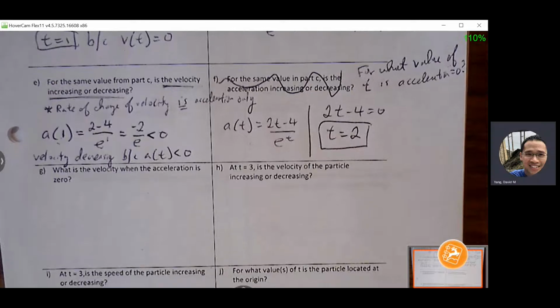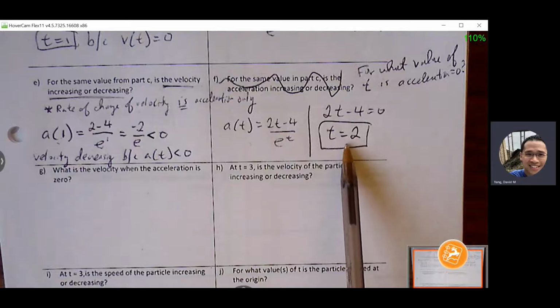Part G, what is the velocity when acceleration is 0? Okay, so we know that acceleration is 0 at t equals 2, so then we can just find the velocity at 2, right?